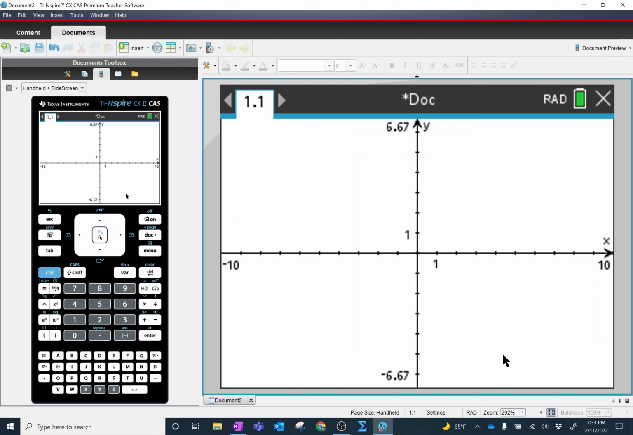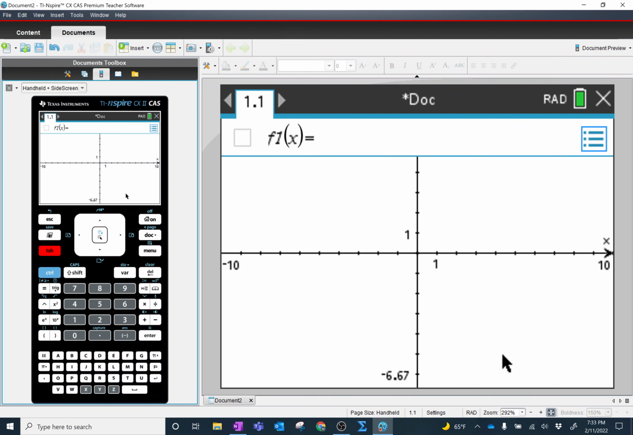Okay, great. All right, so let's go to our tab key. And what we're going to do, if it stopped acting crazy, is type in our equation: x squared plus 5x minus 21. Okay, and enter. So there's our graph.